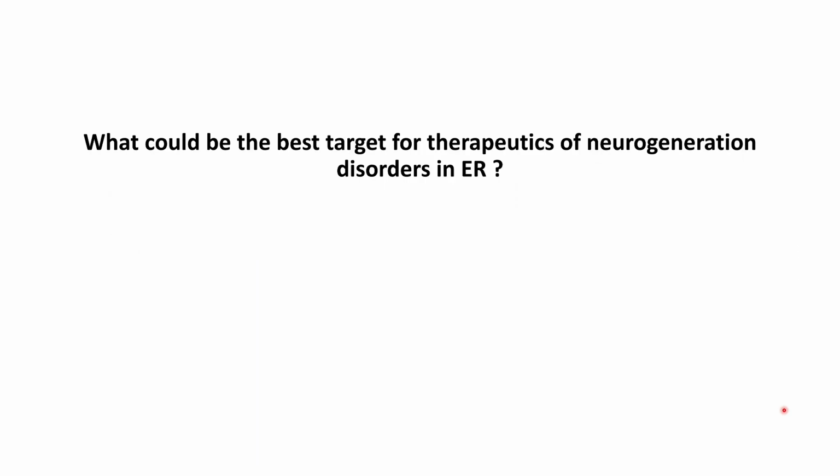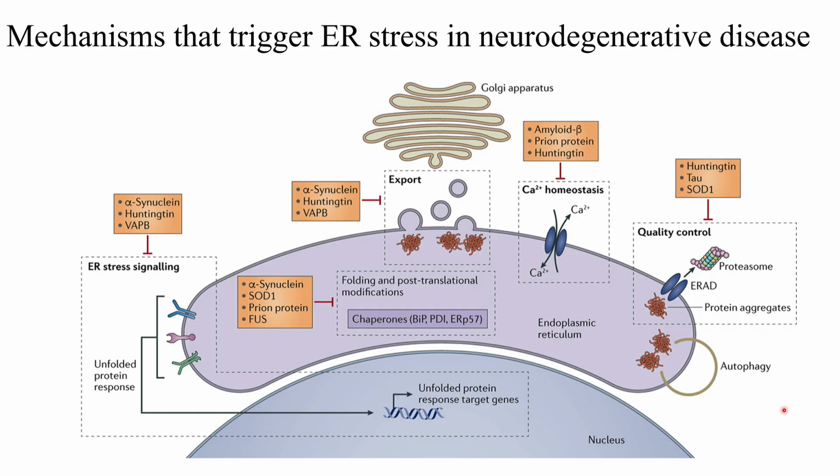Now, till now, what do you think could be the best target for therapeutics of neurodegenerative disorders in the ER? Now, it's some point for you to ponder. What do you think it could be? If we somehow manage the ERAD mechanism, can it be a good drug target for this particular disease? Yes. Which is the best? Splicing.